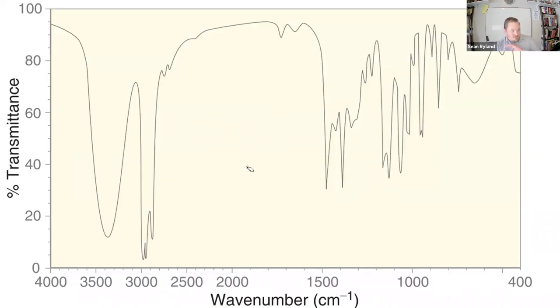If we are just given this spectrum and we don't know anything about the compound whatsoever, usually you will know at least something like the molecular formula, like 7 carbons and 2 oxygens or something like that. Even if you know nothing about this, there are some clues in here that we can look at. And the most obvious is usually, is there an OH group?